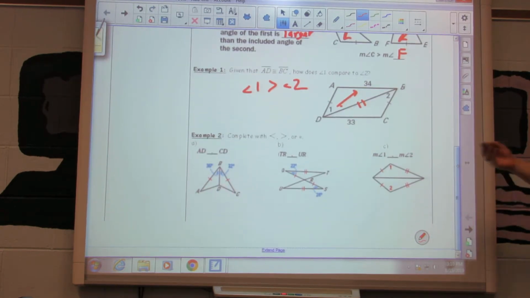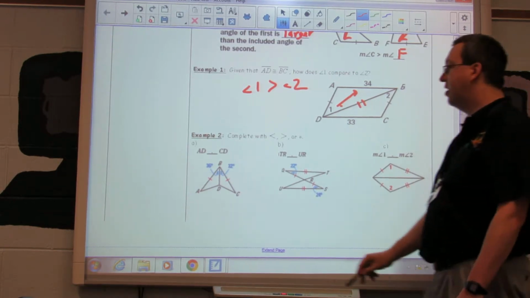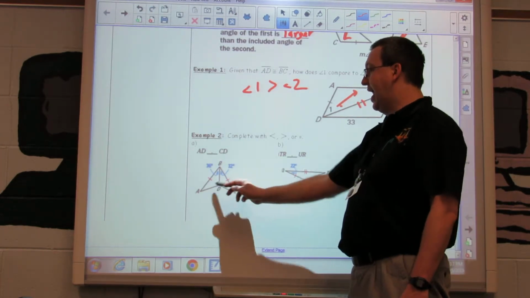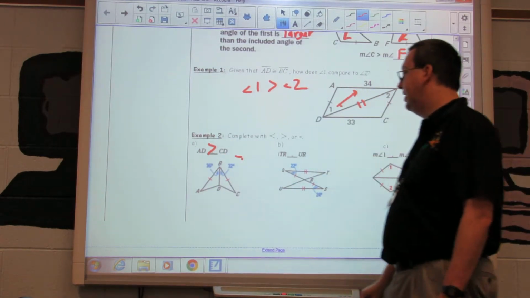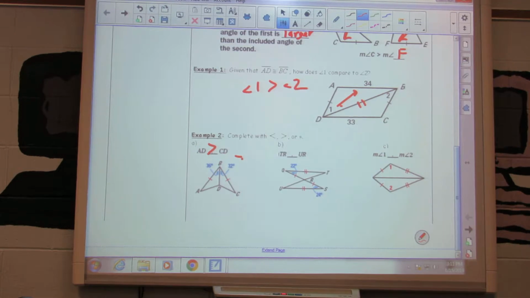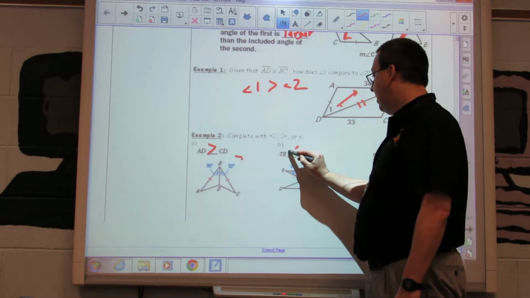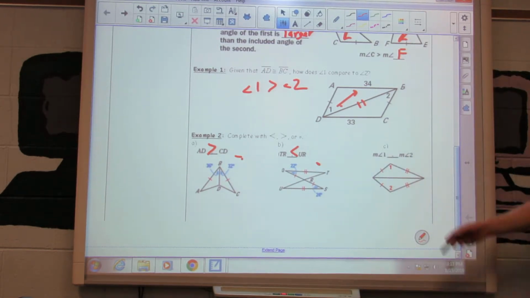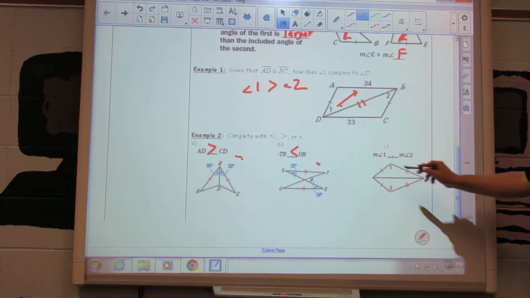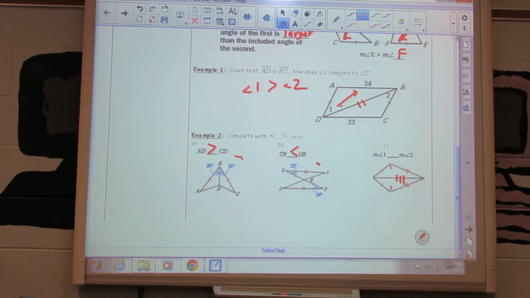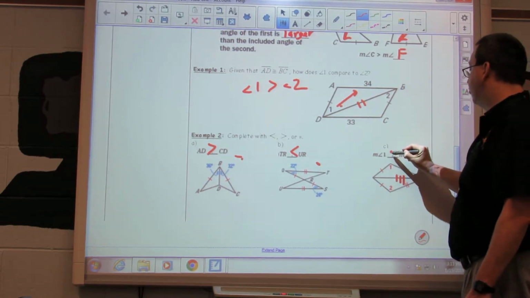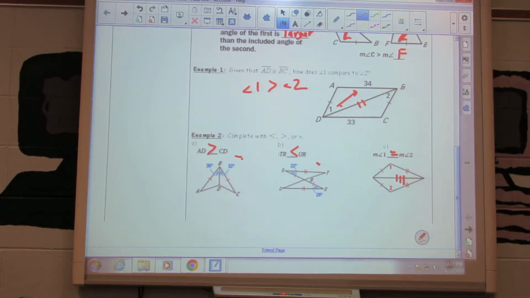When we look at example 2, again, I have sides that are shared in some of these, but I can make a comparison. So AD and CD. Well, AD is opposite 36. 36 is bigger than 32, so AD is greater than CD. On B, I have 22 and 24. 24 is bigger, so UR is bigger than TR. And here on C, I have the two sides that are equal, and I have this third side that's the same as itself, which is our reflexive property. So angle 1 and angle 2 have to be equal. Those triangles are congruent.